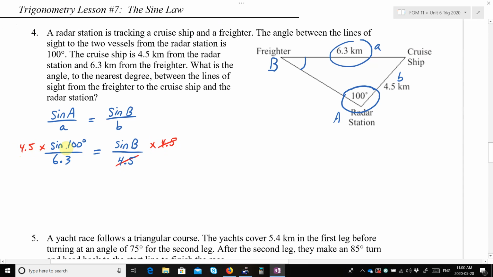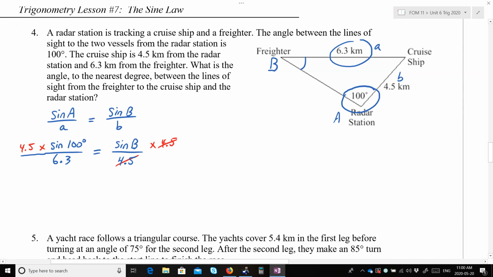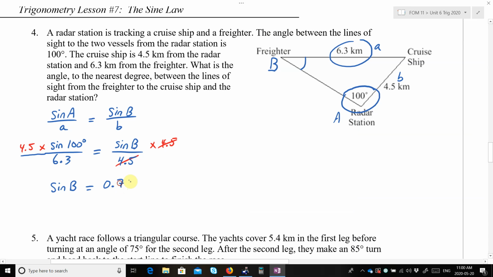Okay, and when you have a regular number multiplied onto a fraction, it multiplies onto the top, because there's a 1 sitting underneath the 4.5, so it ultimately just multiplies onto the top like that. Okay, so sine B is equal to 4.5 sine 100. Divide that by 6.3, 0.703. All those decimal places, so angle B is sine inverse of that answer.